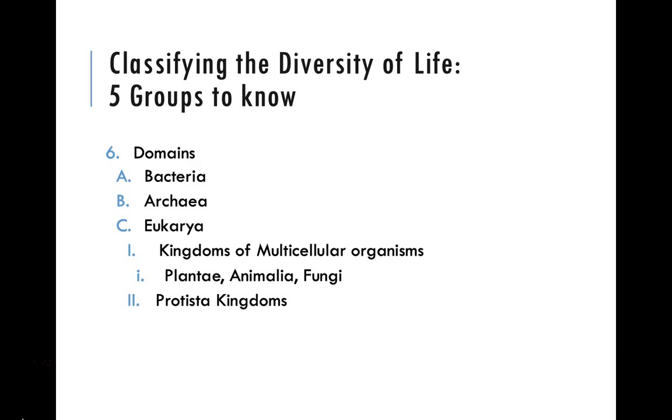So when we look at all of the living organisms on Earth, the most basic classification are the 3 domains. So the domains are the largest category of living organisms, the largest 3 categories of living organisms. So we have 3 categories. We have the bacteria, the archaea, and the eukarya groups. Now bacteria and archaea are going to be our prokaryotic groups, and eukarya are our multicellular organisms.